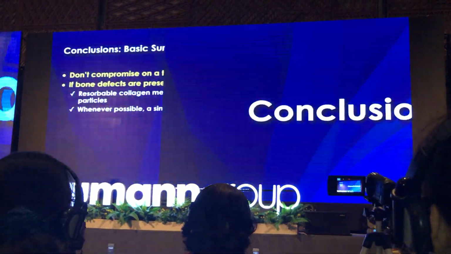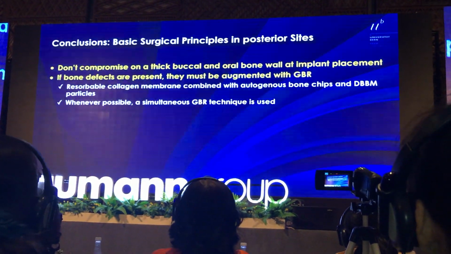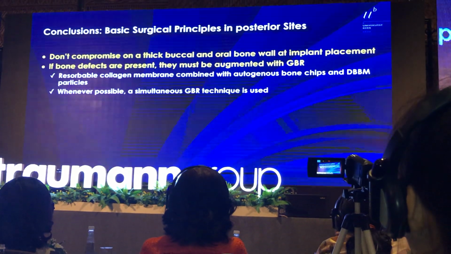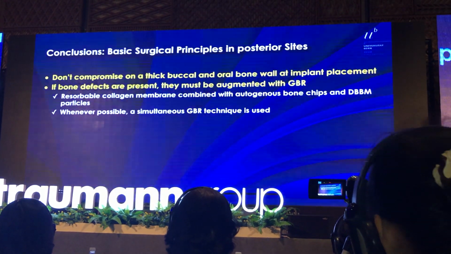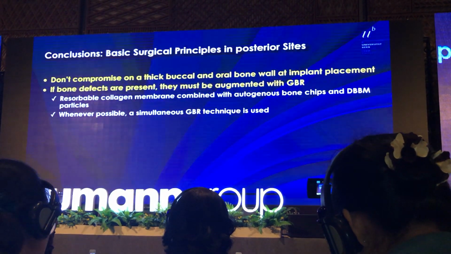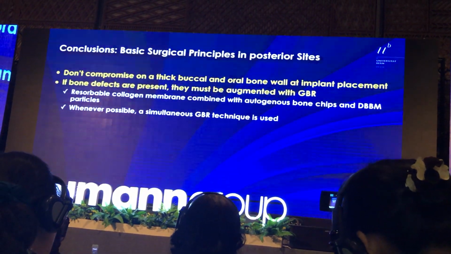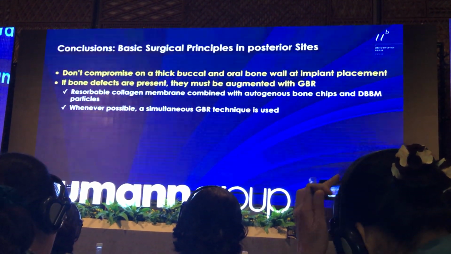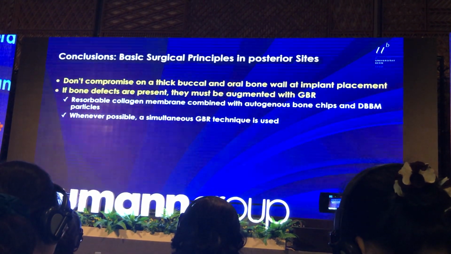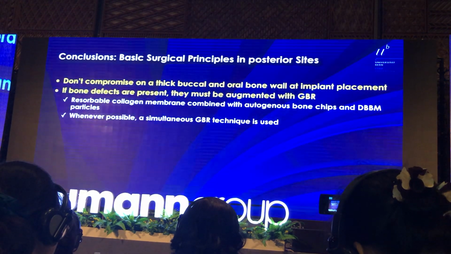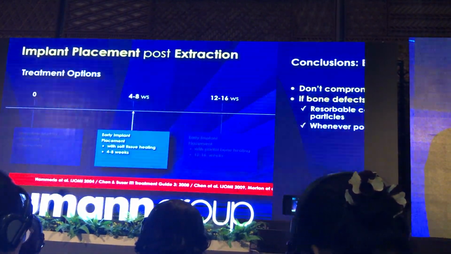Okay, the conclusion. So, when we do the posterior sites, don't compromise on that buccal aspect. When there is a lack of bone, then rebuild the bone. When you cannot get rid of it by shortening the crest or using a smaller diameter, then go for the GBR. It's not as often as we did it 10 years ago. We have improved there. But of course, when there is a need for a GBR procedure, I don't hesitate to do the GBR procedure. It works very well.